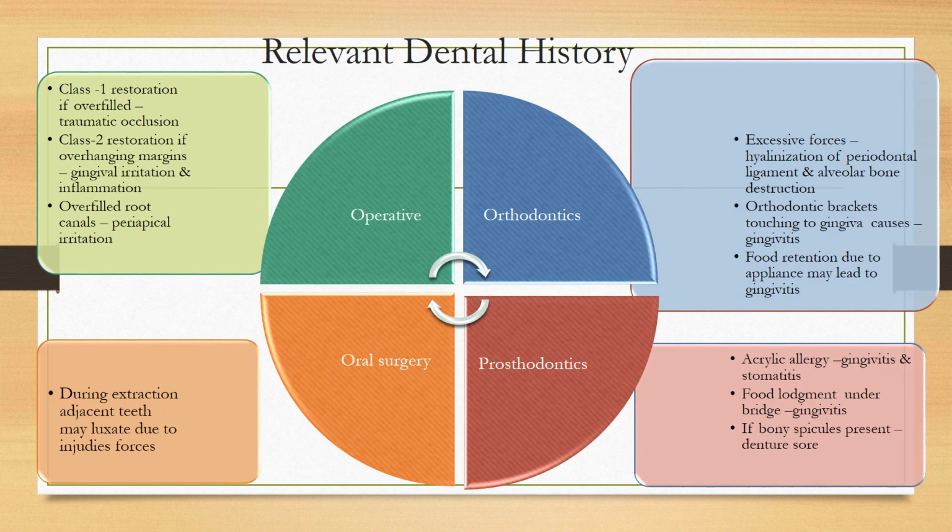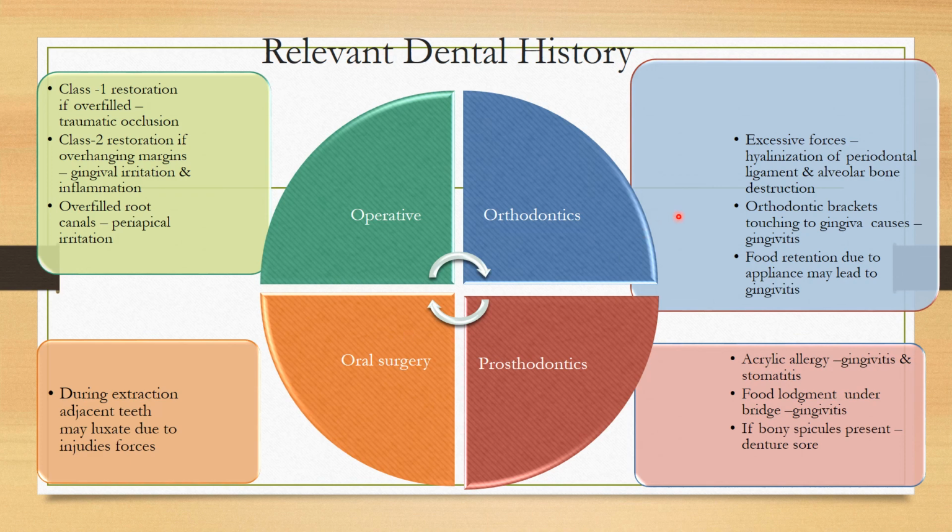Coming to the relevant dental history, it should be noted, as it might affect the periodontium, and it comes from different departments: endodontics, oral surgery, orthodontics, or prosthodontics. In restorative dentistry, an overfilled class one restoration causing traumatic occlusion might affect the periodontium, overhanging margins might cause gingival irritation and inflammation, and overfilled root canals might lead to periapical irritation also.